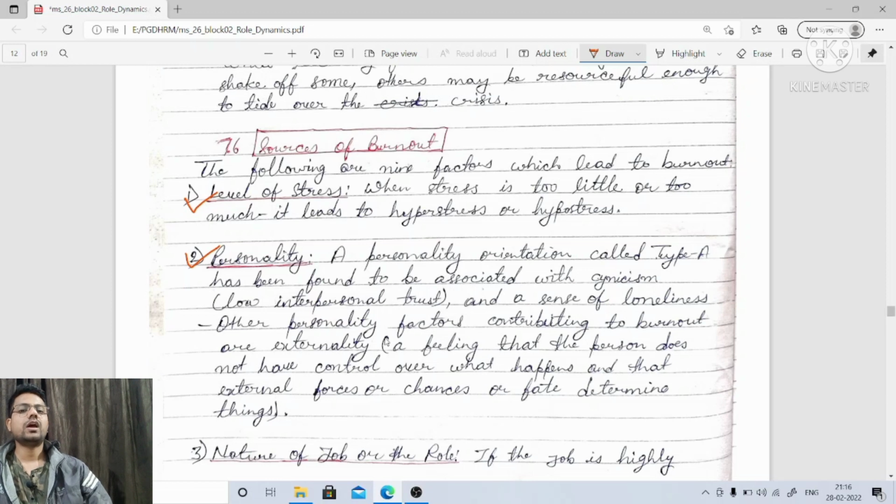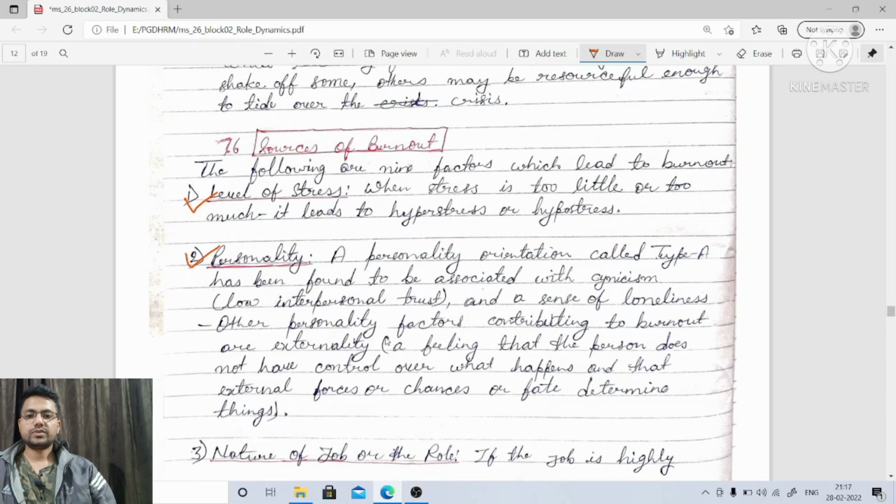So here the first personality factor is the type A personality, which means having low interpersonal trust and a sense of loneliness. That personality may cause the person to feel a little more stress. And the second personality factor is externality. It means the person may feel less control over the things around him, which may cause stress.